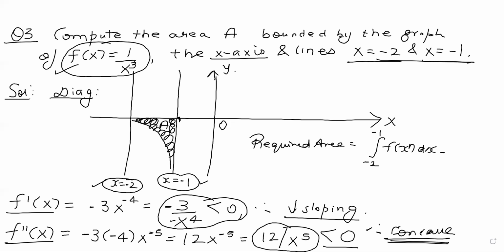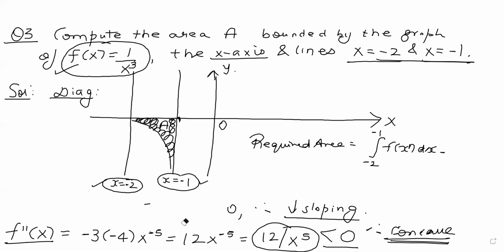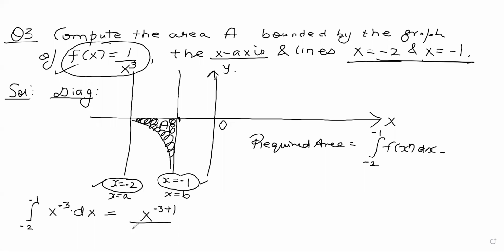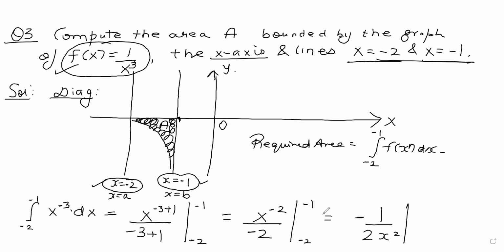Now let's evaluate this, guys. I am erasing the bottom portion of the screen and solving it here. Let's see what our answer comes out as. Here a is -2 and b is -1. The integral of f of x dx from -2 to -1 is the integral of x to the power -3 dx. What is the integral of x to the power -3? It is x to the power -3 plus 1 upon -3 plus 1, run from -2 to -1. So this is x to the power -2 upon -2, which I can write as -1 upon 2x square, running from -2 to -1.